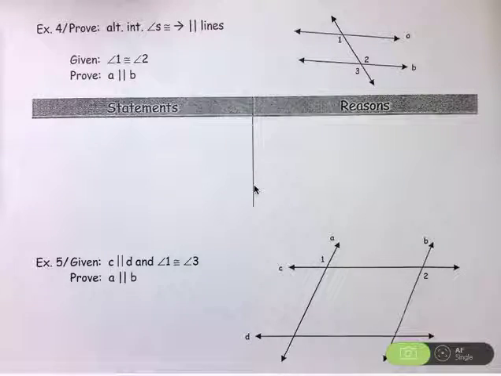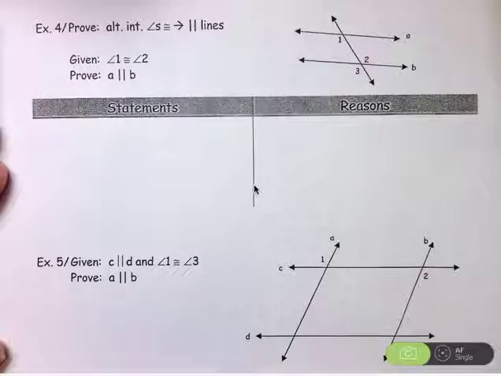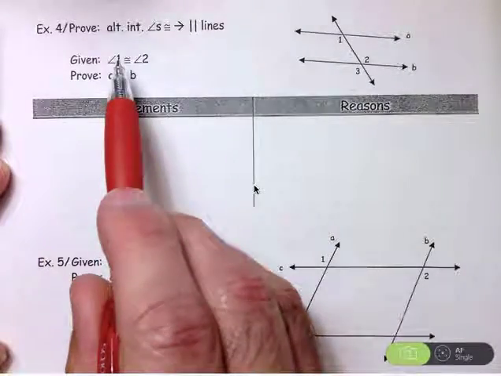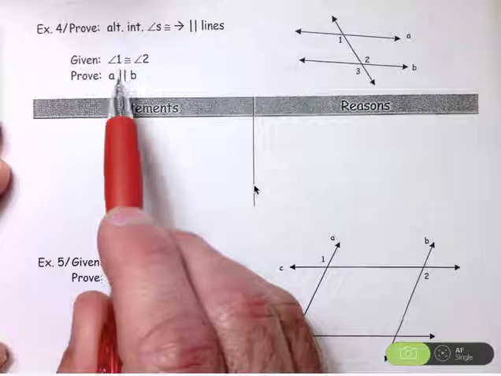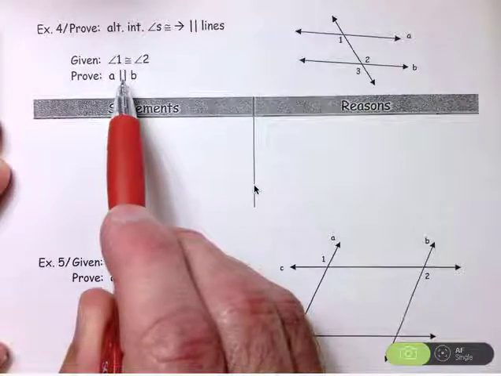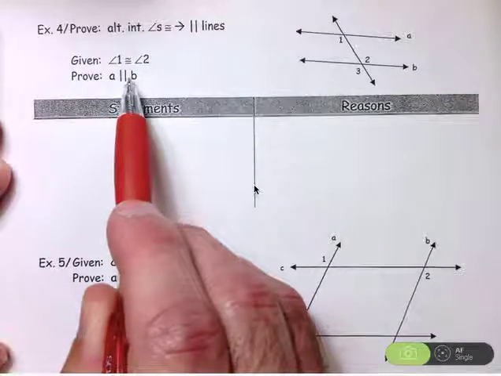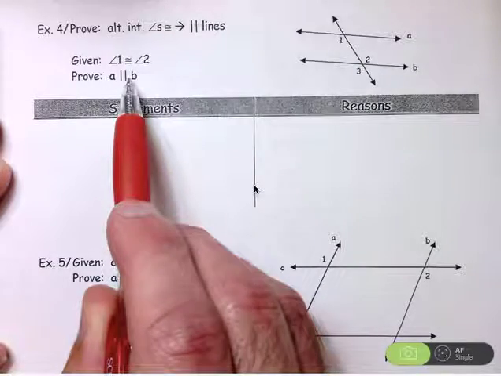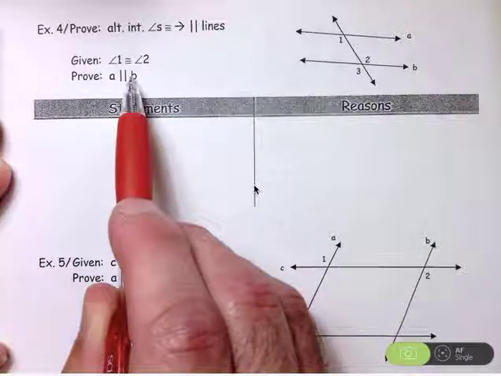When you're working with proofs that involve parallel lines, it's important to work in the order of the things that you're given. Notice, I'm given something about the angles, and I'm going to make a conclusion about the parallel lines. That tells me a lot about the way in which I'm going to write my argument, and I'm going to write my reasons.